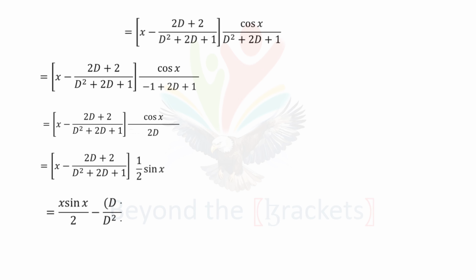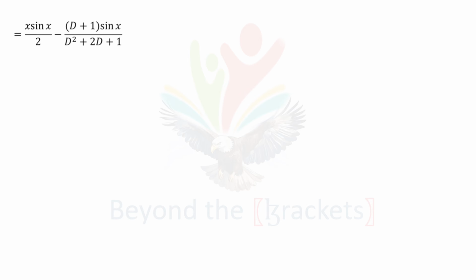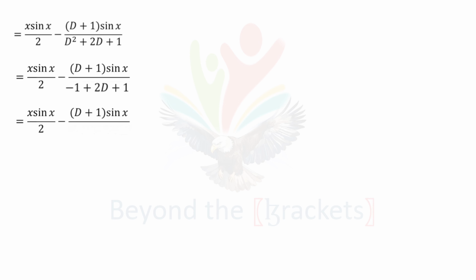We get (D plus 1) into sin x in the numerator divided by D square plus 2D plus 1 in the denominator. Again, we first solve the denominator. Since sin x is type 2, for type 2, we replace D square with minus a square. Here a is 1. So, we get minus 1 plus 2D plus 1, that simplifies to 2D. Again, 1 by 2 is constant, 1 by D will be integration. So, integration of sin x will be cos x.